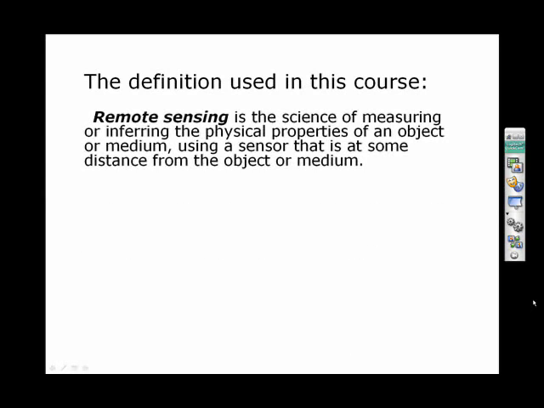So let's look in a little bit more detail about what we're going to mean by remote sensing in this particular course. Well, my definition is that remote sensing is the science of measuring or inferring the physical properties of an object or medium using a sensor that is at some distance from the object or medium. And generally we mean that it's not in direct contact with that object or the thing you're trying to measure. You're not putting a thermometer into the atmosphere to measure the temperature, but you're measuring it from some distance.